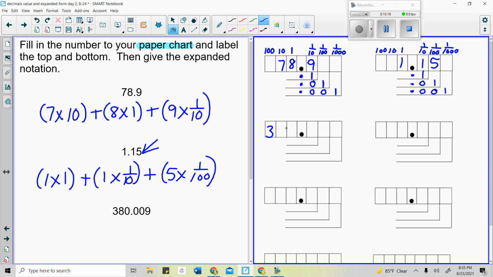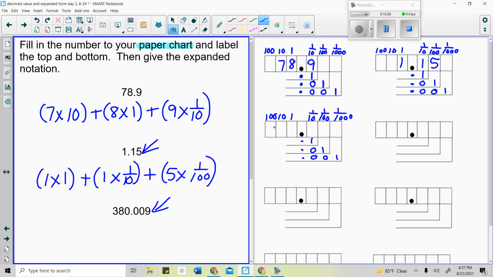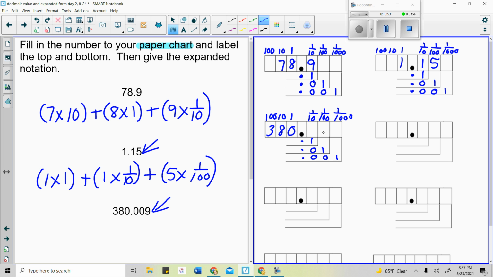So we got 3, 8, 0, 0. Oops, sorry, I forgot to do my chart first. Okay, so 1, 10, 100, 1/10, 100th, 1,000th. Okay, so 0.1, 0.01, 0.001. Okay, so now let me fill my last number in here, down here on the bottom. So this one. So I've got 380 and 9 thousandths. So I fill it into my chart.